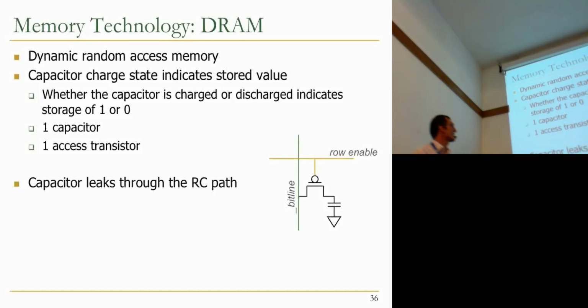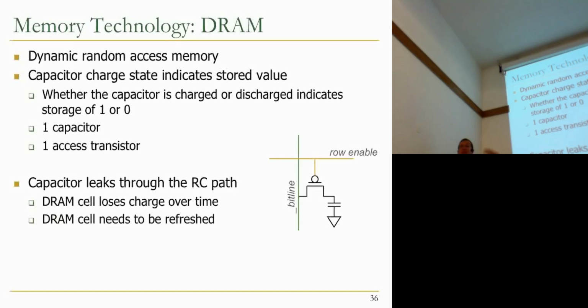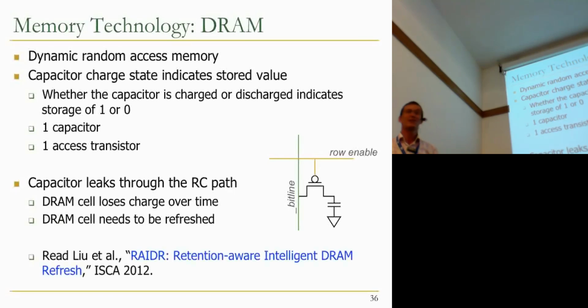One issue is the capacitor leaks through this RC path. Its charge leaks through that. As a result, the DRAM cell loses charge over time, and the DRAM cell needs to be refreshed. This is a fundamental problem with DRAM. If you have to do one reading for tomorrow, I'd encourage you to do that. We'll talk about how to actually get rid of some of the unnecessary refreshes.